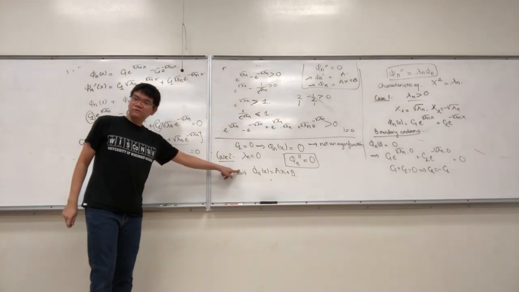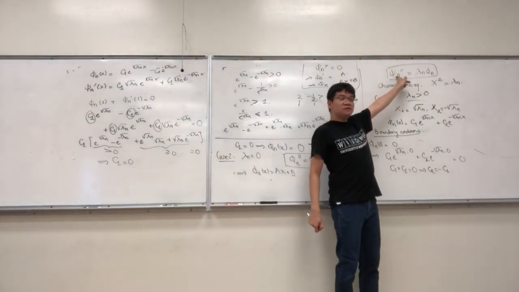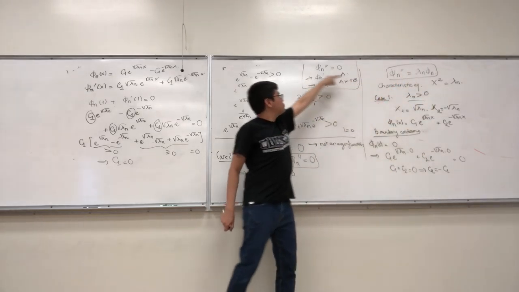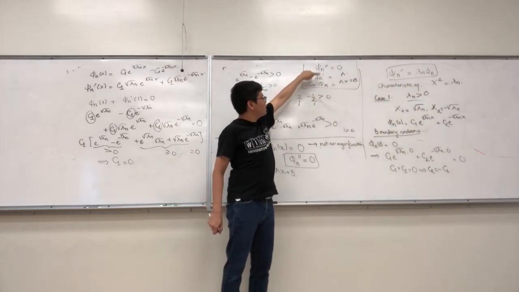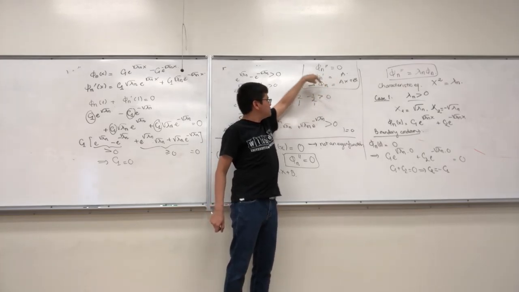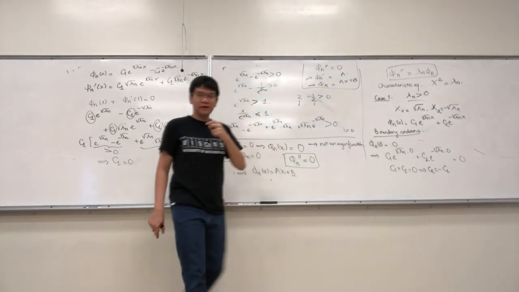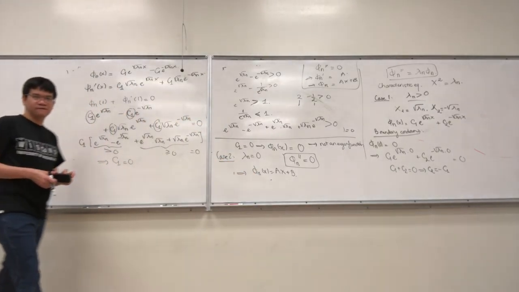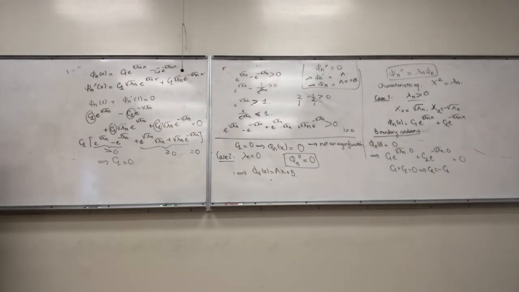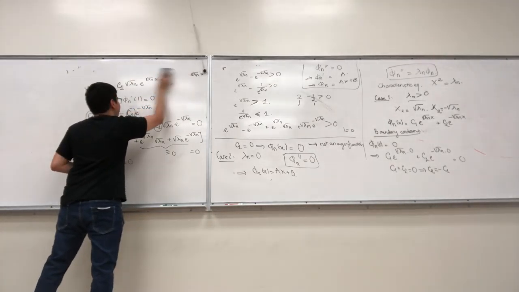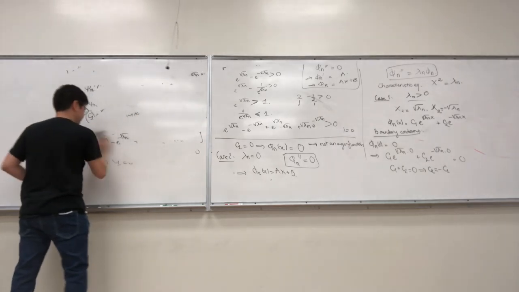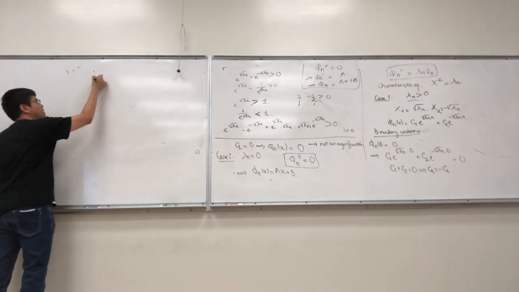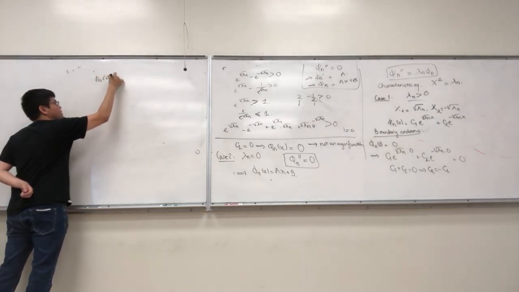So when lambda n is zero, this equation becomes phi n second is zero. Phi n second is zero means that phi n prime is a constant, which means that phi n is ax plus b. So phi n is ax plus b, what is the next step? You want to have phi n of zero be zero.